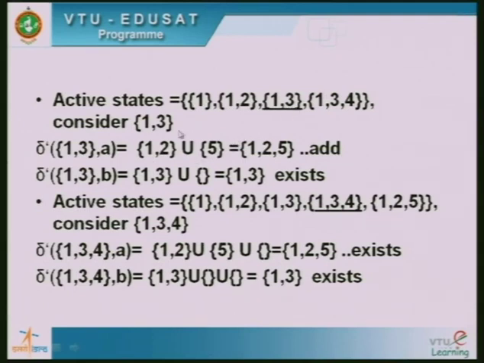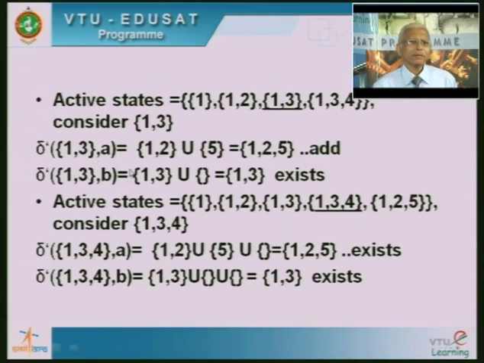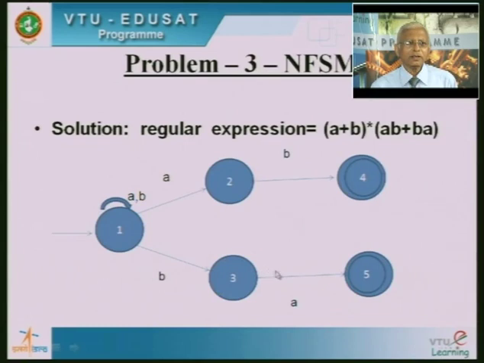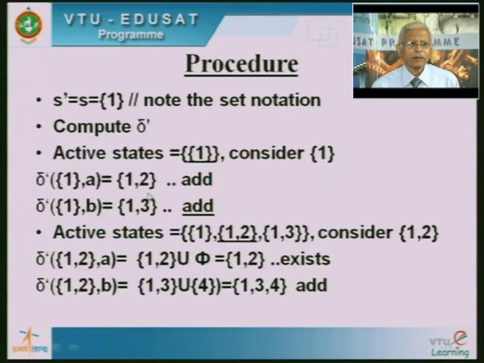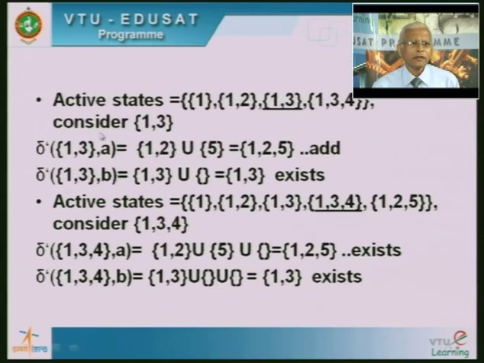{1,3}, if you are doing it, again what happens on A, what happens on B, using the non-deterministic transition diagram you have to get it. So, again 1 on A you have already seen goes to {1,2}, and 3 on A will go to 5. So, that generates {1,2,5}, which is a new one, it is not there in the active states, therefore, it is to be added.